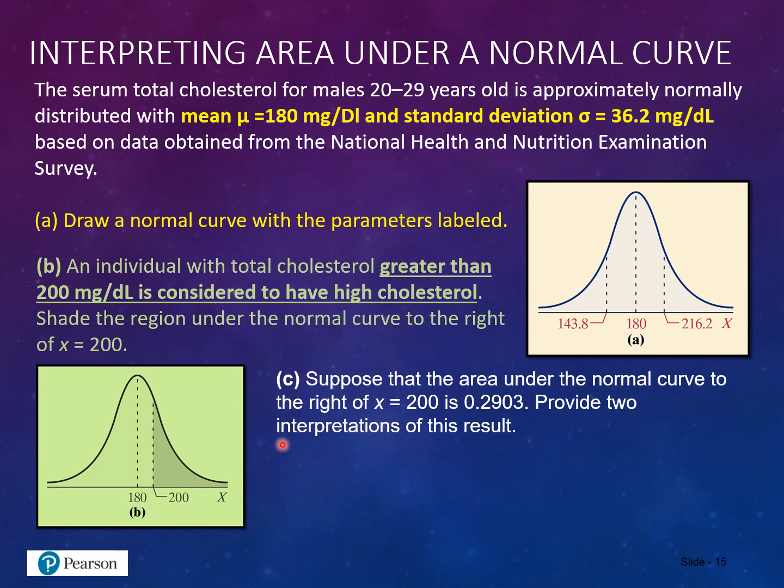Okay. The last thing we're going to do is suppose that the area under the normal curve to the right of 200 is 0.2903. Provide two interpretations of this, which I kind of just did. So we know that about 29% of the population of males 20 to 29 years old has high cholesterol. That's really high, actually. That's almost 1/3 of young men have high cholesterol.